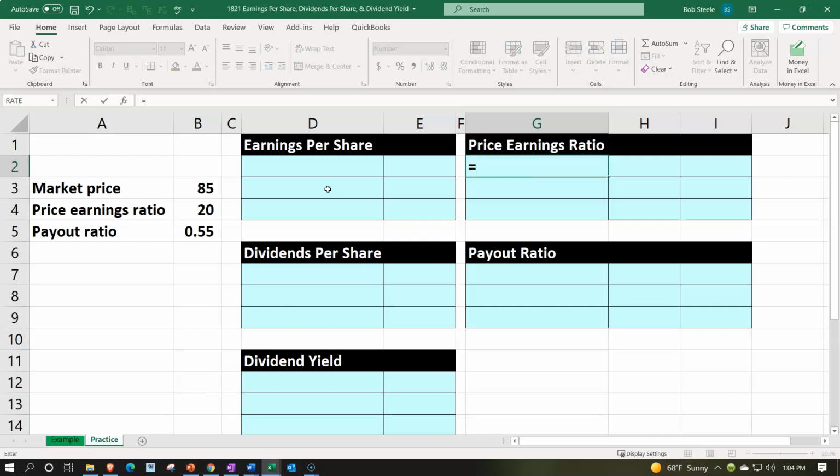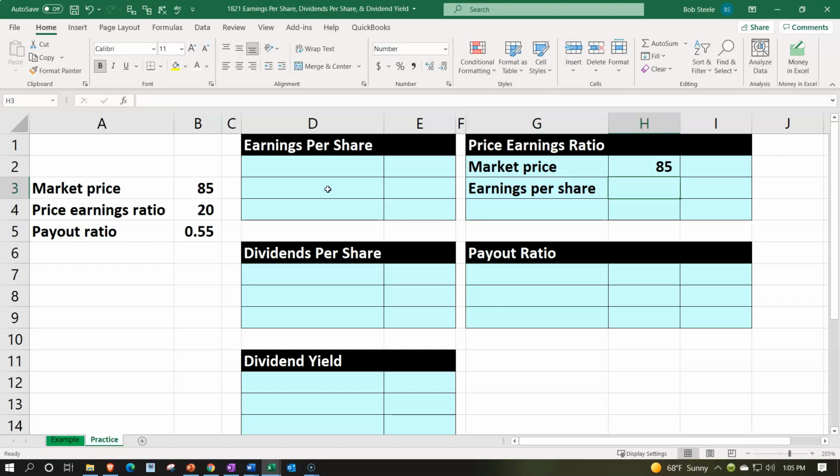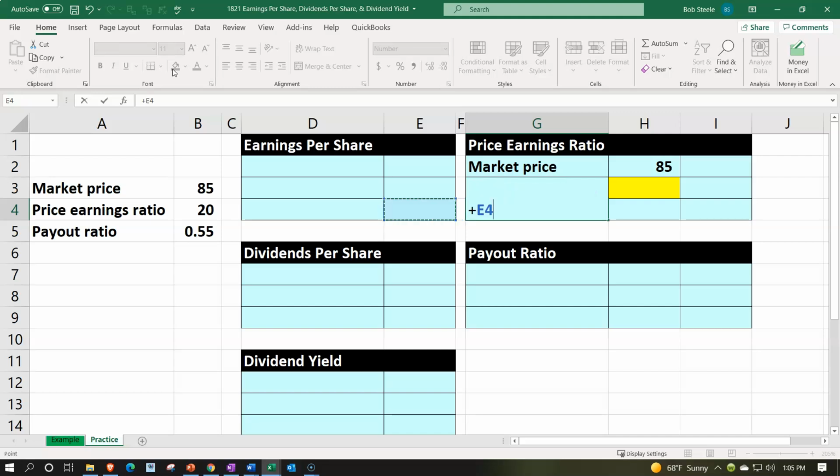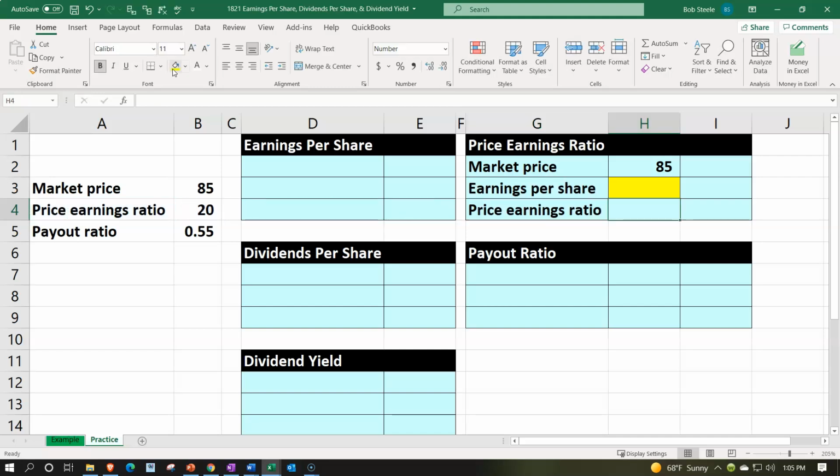So if we take the market price, that's going to be the 85. We have the earnings per share, which is the unknown. We don't know that, so I'm going to make it yellow. We do know the end result, which is the price earnings ratio. That's the one we have, at the 20. So we can calculate this, and obviously you can write this out algebraically, but sometimes writing it vertically in a table format is useful when you're doing a quick, fairly small calculation like this.